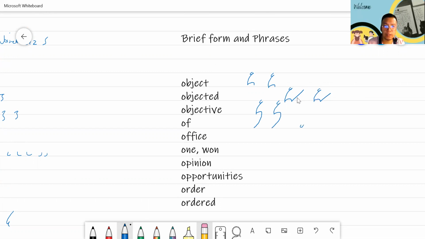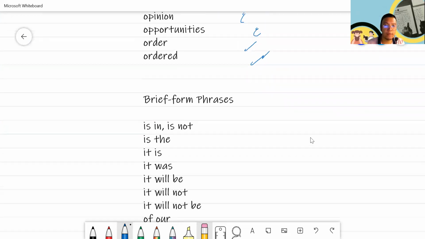Off is simply the O symbol. O F for office. We have the opinion, of course, we just have O, P, and N. Opportunities, we have the O P R. Order, we have the O D. Ordered, O D plus jug, and then D for ordered.